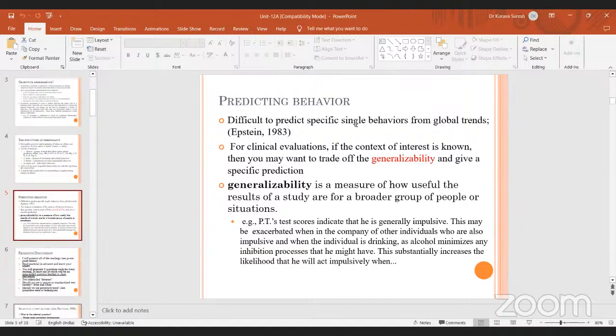Predicting behavior is difficult for specific behavior, but it can be done from global tendencies for client evaluation. Generally it measures how results from studying broad groups of situations and assessment of general freedom, extraversion, are regarding this particular aspect. Okay. Predictive behavior.